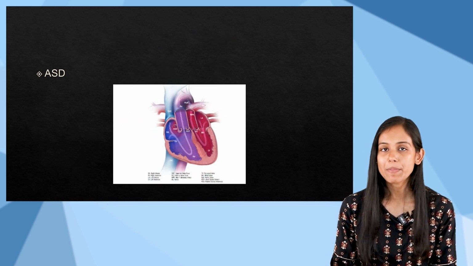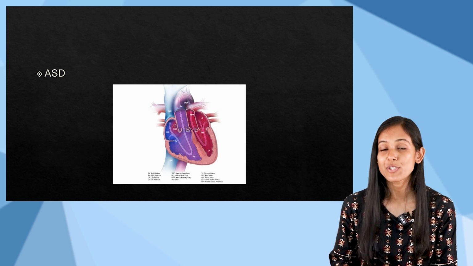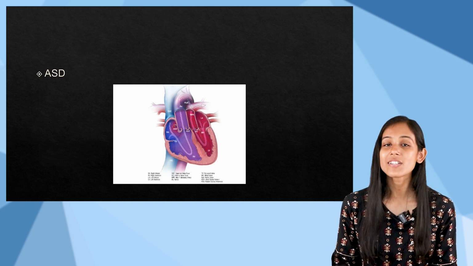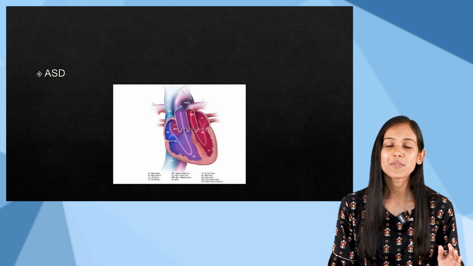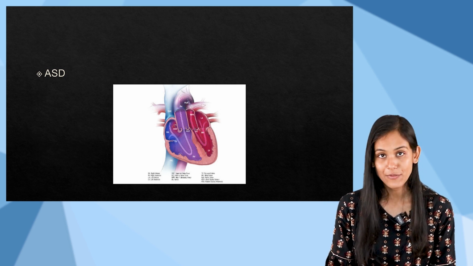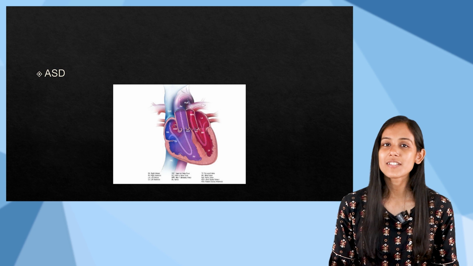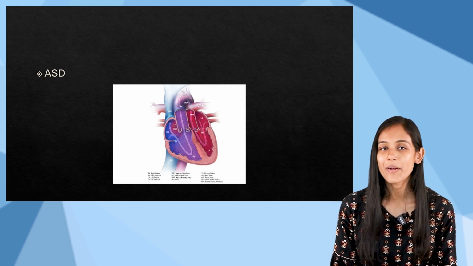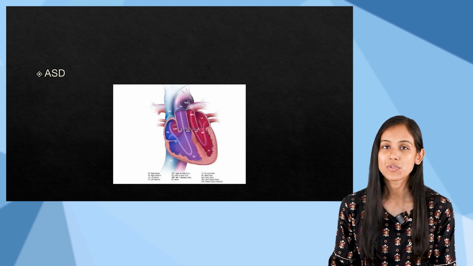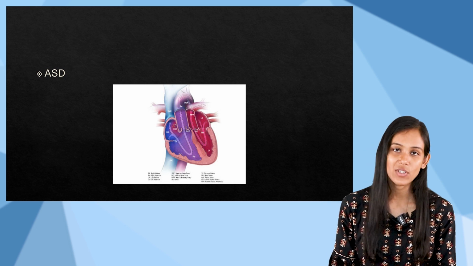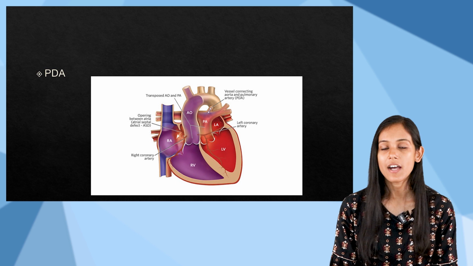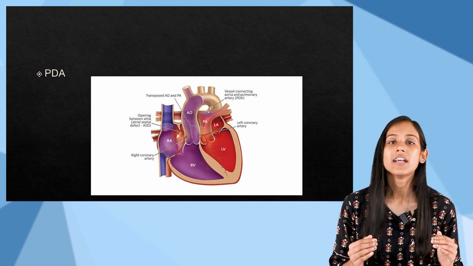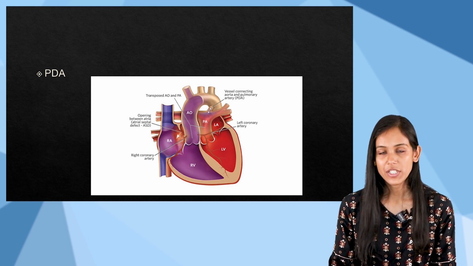Now, the next thing is atrial septal defect. Atrial septal defect is the defect which is present in the interatrial septum, right? So that allows communication between the right atrium and the left atrium. So the deoxygenated blood in the right atrium would be able to go to the left atrium through the atrial septal defect. And then we have PDA or patent ductus arteriosus, which again connects our aorta to the pulmonary artery.